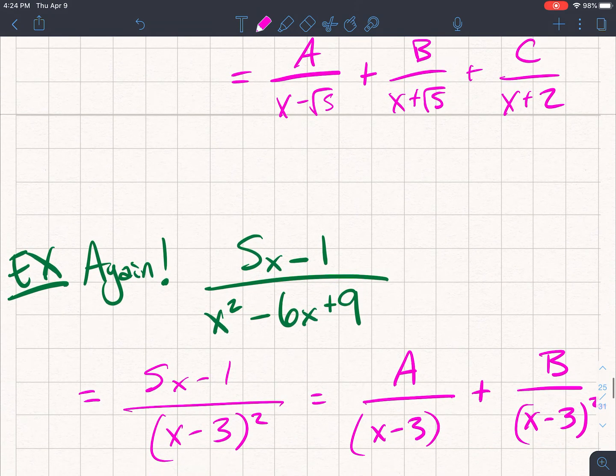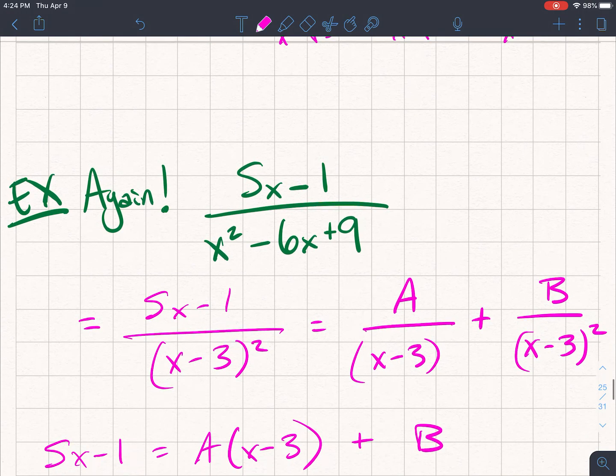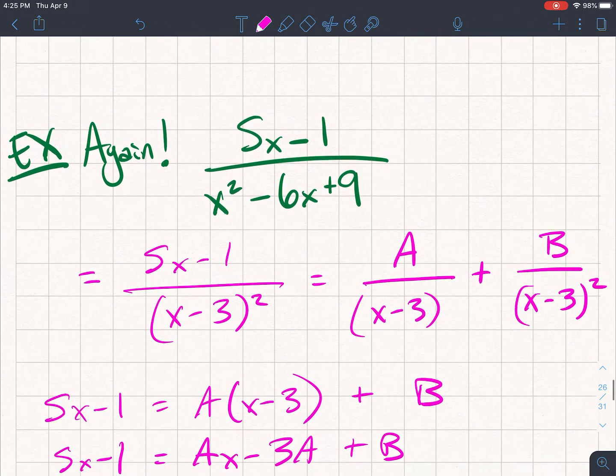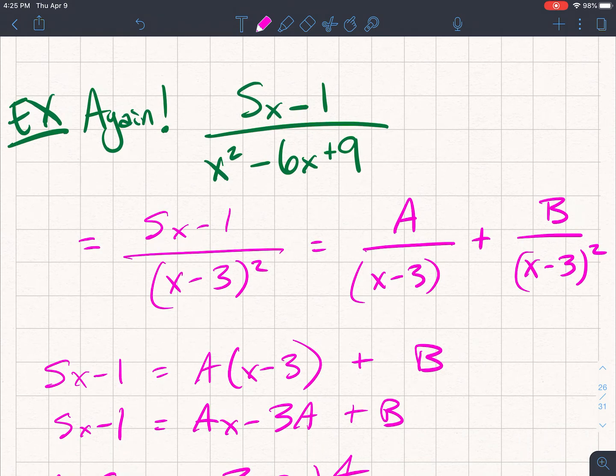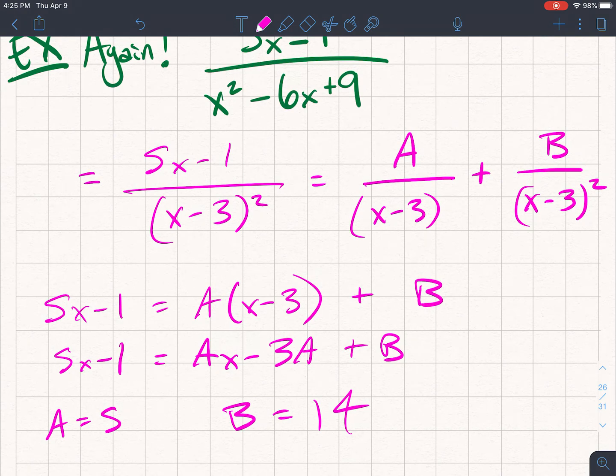Welcome back. Here we are. So factor the denominator, x minus 3 squared. I have one linear factor. It's x minus 3. It has multiplicity 2. So I'm going to have two fractions here in my partial fraction decomposition. And I'm going to have a constant on top in each one. I'm going to have one that has x minus 3, and the next one is going to have x minus 3 squared, because the multiplicity of that linear factor is 2. Multiply through by the denominator on the left-hand side. Do a bunch of math. Get A equals 5 and B equals 14.